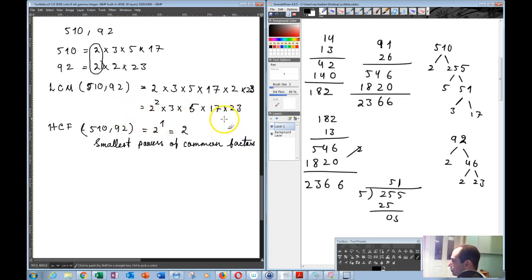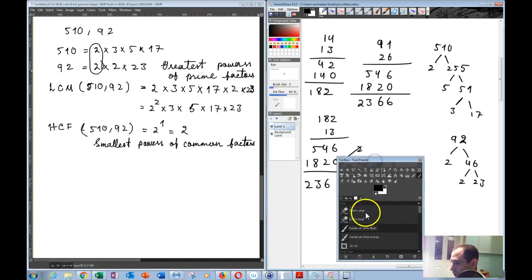And the LCM is actually the greatest powers of prime factors. Okay, so that is that. So the greatest powers of prime factors.